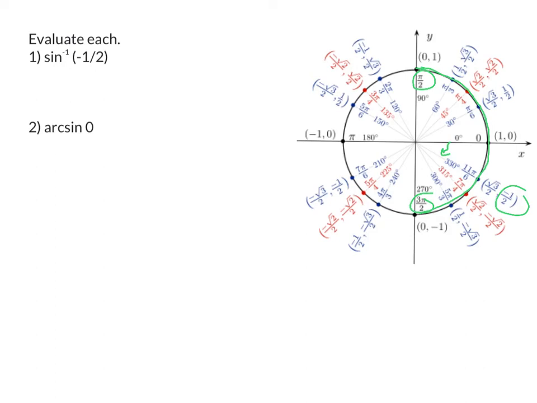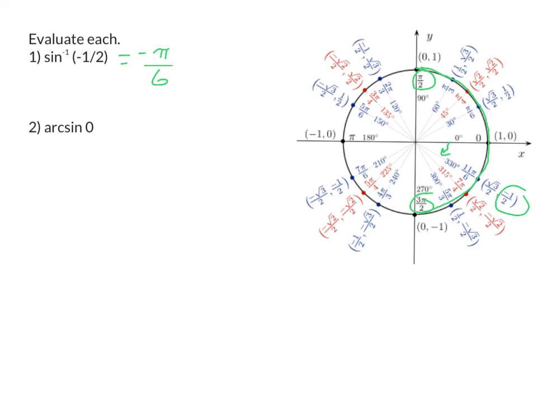But if I went downward instead at negative pi over 6, that input would give me, for sine, an output of negative 1/2. So the negative 1/2 input for my inverse sine would output that negative pi over 6.